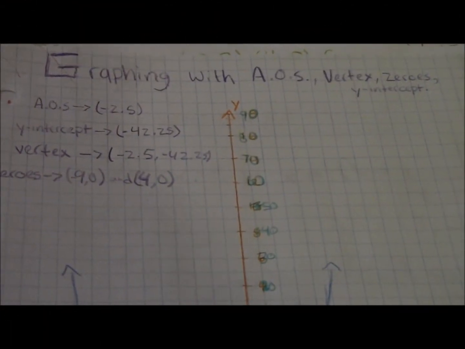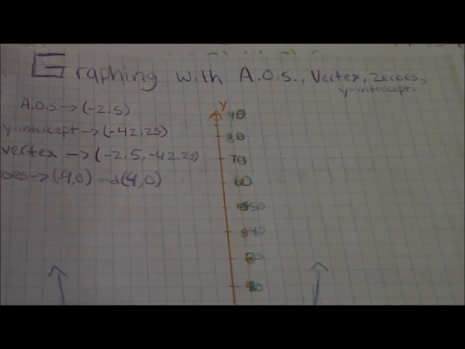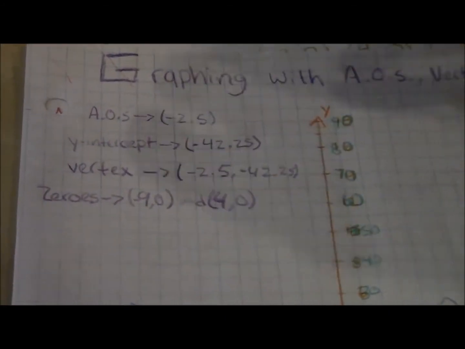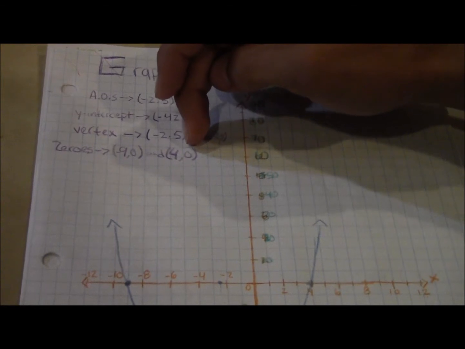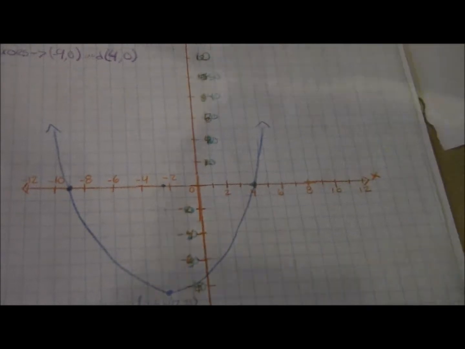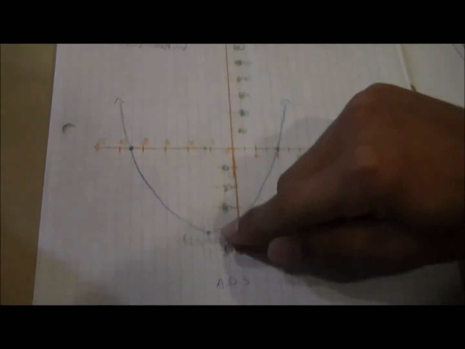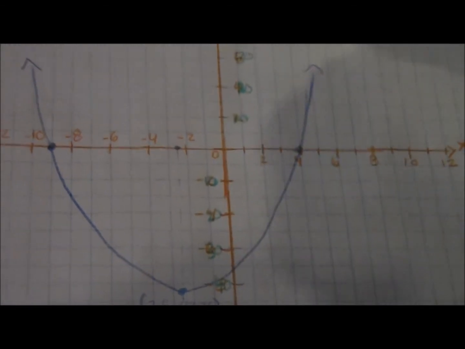Okay, so now we're going to be graphing the zeros and the y-intercept, vertex. Okay, so our axis of symmetry is negative 2.5, and that is this line right here. And our zeros are negative 9 and 4. So here's negative 9, it's one zero. 4 is the other zero. And our vertex is negative 2.5 and negative 42.25. And this is here. And so our graph opens up, and this is what the graph looks like.